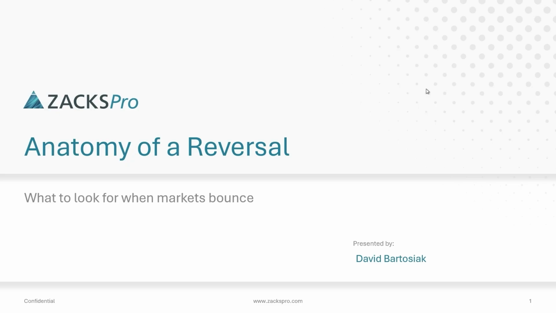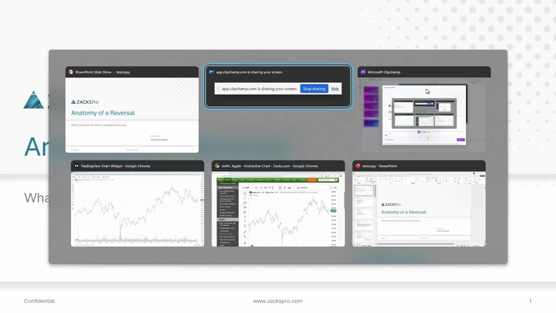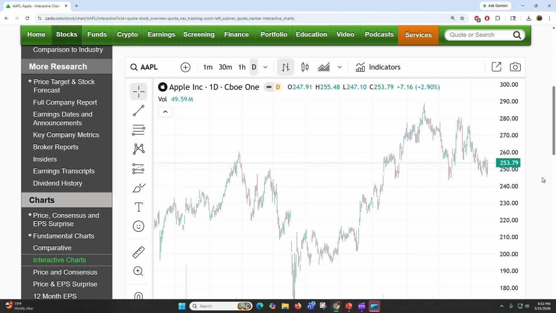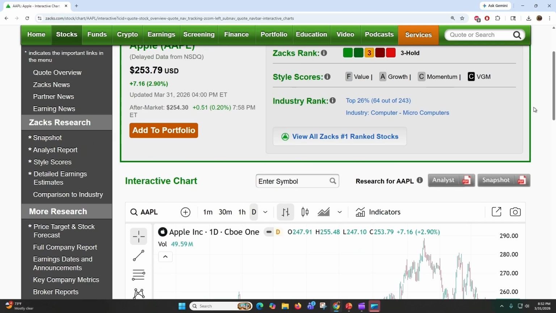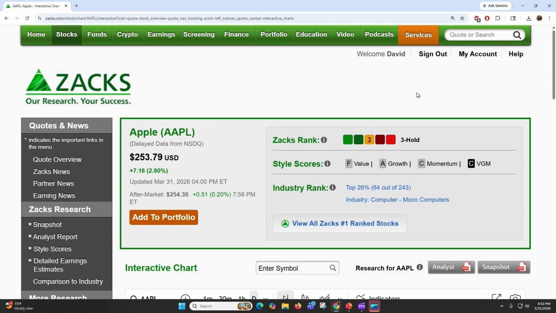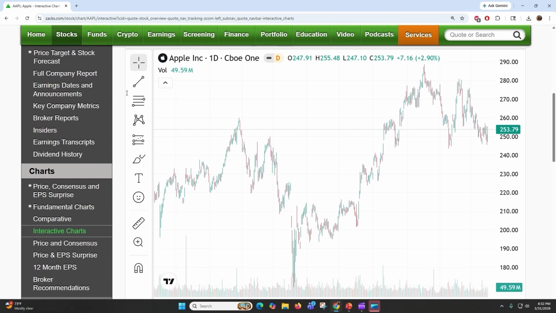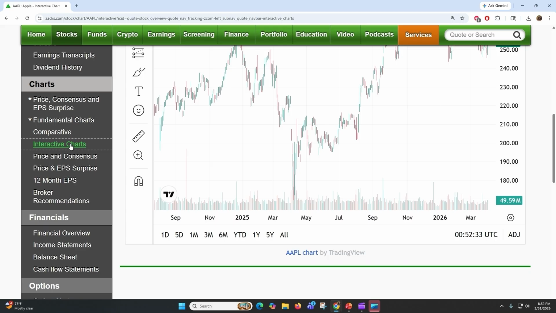But I want to go through and show what we're looking at, and look at some of the tools that we have on Zacks.com that can clue you in on that. So if you go to whatever your favorite quote page is, it doesn't matter. In this case, I just happen to have Apple handy. So here we are on Apple. And on the left side, you have all these different tabs you can click on.